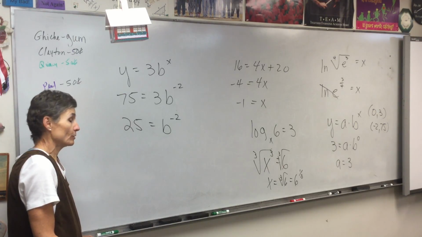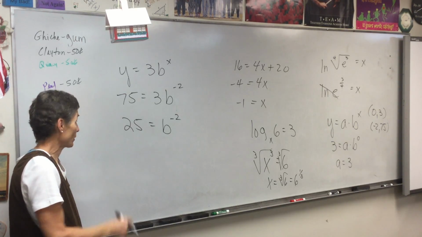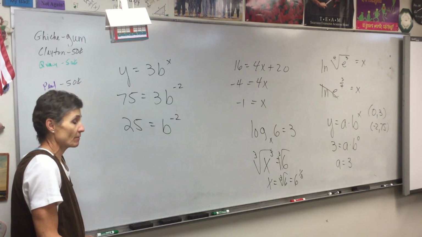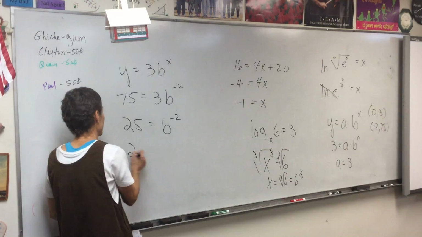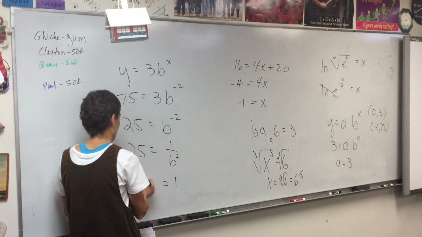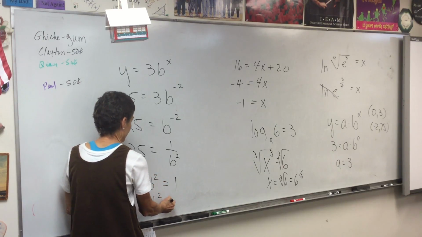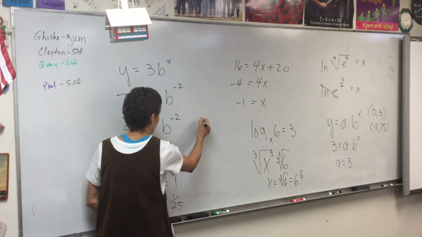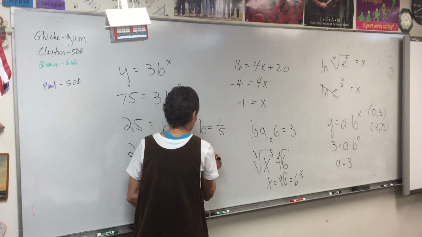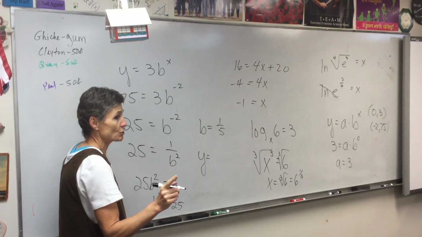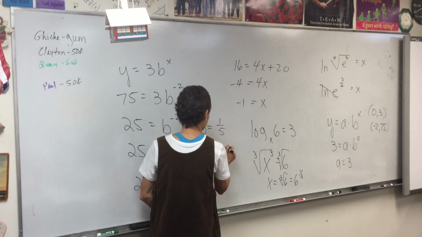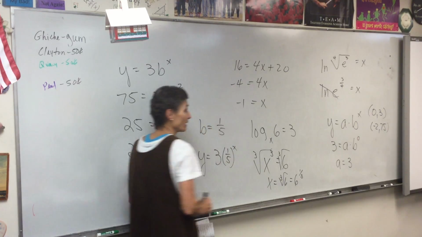Now, some of you are going to go through this step by step. Some of you are going to look at that and say, oh, I know what B is. Doesn't matter. If you have to go through it step by step, that's perfectly okay. It would look like this, probably, if you did it step by step. And so what does B end up equaling? 1/5. So your equation, and don't forget to write the equation. That's what the question was. The equation is 3 times 1/5 to the x.